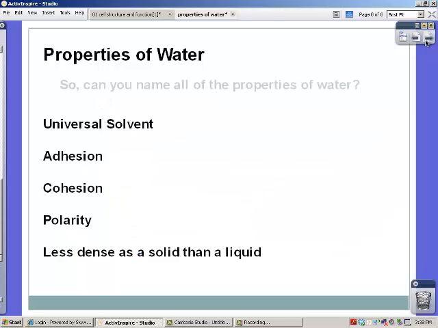So with that said, the 5 properties of water I want you to be aware of are universal solvent, adhesion, cohesion, polarity, and density. Water is less dense when it's solid than in its liquid form. And so as long as you know these 5, you should be good to go for the purposes of my class.